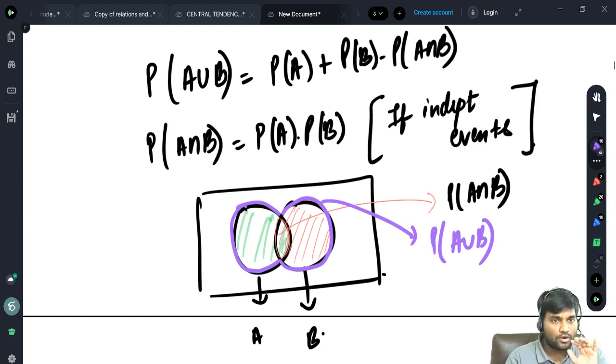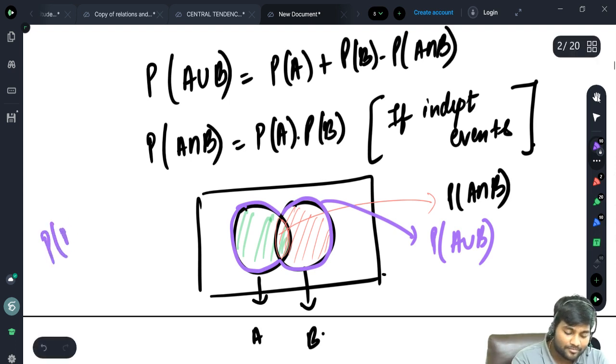So, now tell me, what is mutually exclusive? If A will occur, then B will not occur. This means they both cannot occur simultaneously. This means the intersection part is zero. Probability A intersection B is what? Zero. In mutually exclusive events, can both the events occur simultaneously? The answer is no. So, probability A intersection B is 0.